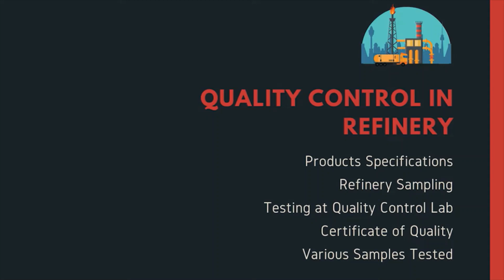In this episode, the contents we are going to see are the products and their specifications, the different samples that are sent to a quality control lab, how the testing is done at the quality control laboratory, the certificate of quality, and the various samples that are being tested inside the quality control lab.